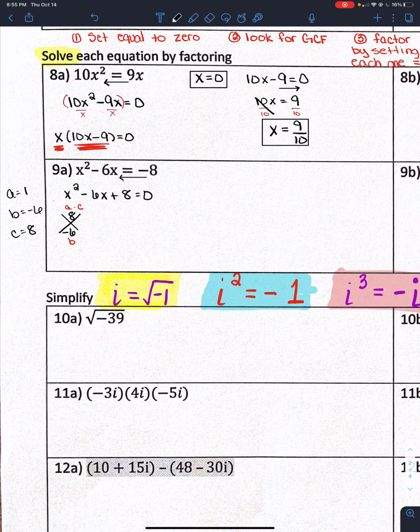Okay. When I figure out those factors, I think of 4 and 2. And then I think, well, one of them's got to be negative, or if it's positive, both of them have to be negative, because a negative times a negative makes a positive. So I have -4 and -2. -4 times -2 makes 8, and then they add up to -6. Okay. This is the important part here. We're going to rewrite the equation, but instead of -6x, I am going to replace it with -4x and -2x, because those combined still make -6x.